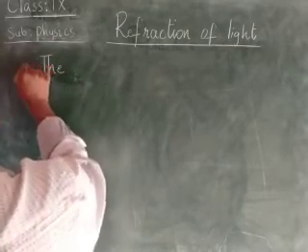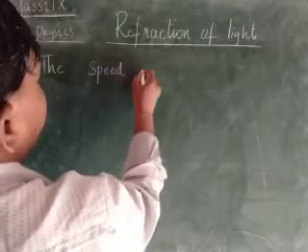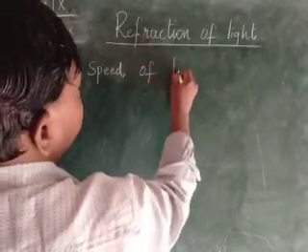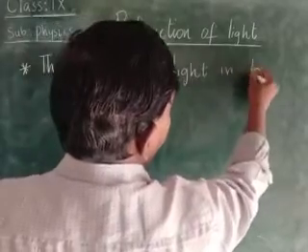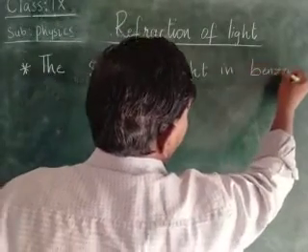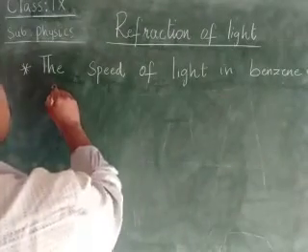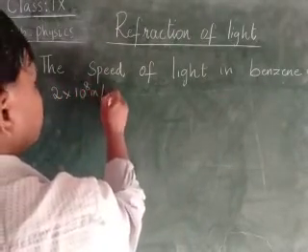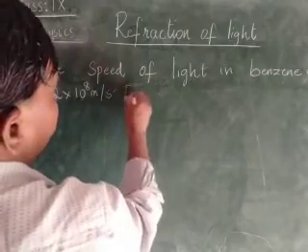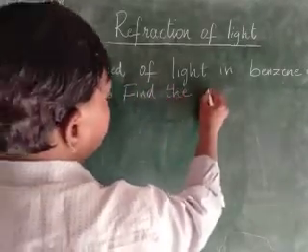Problem. The speed of light in benzene is 2 into 10 to the power of 8 meter per second. Find the refractive index.